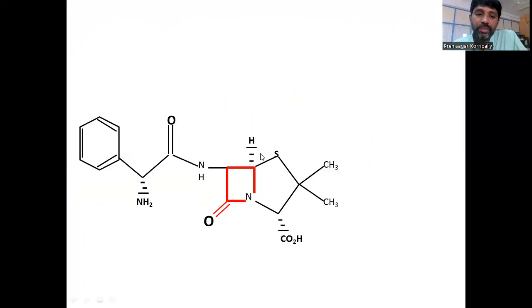Here you see the penicillin structure. The red one is a highly reactive beta-lactam ring, right? This ring is involved in the inhibition of transpeptidase, followed by the inhibition of cell wall synthesis. So here, the beta-lactamase is going to attack the beta-lactam ring and inactivate the penicillin, right?